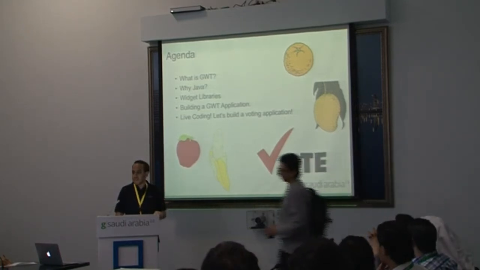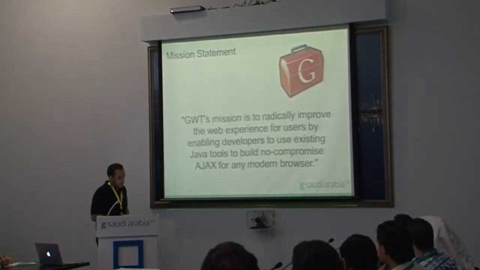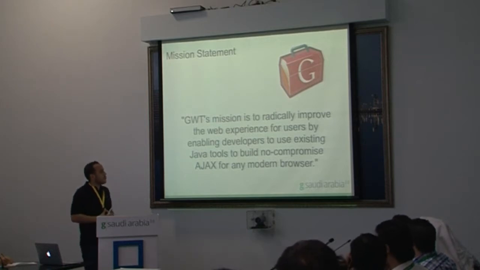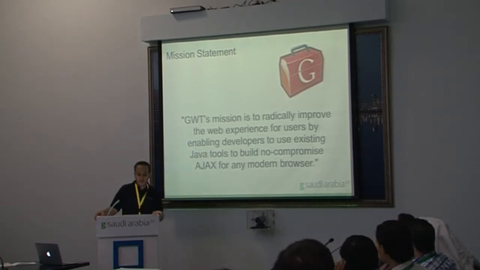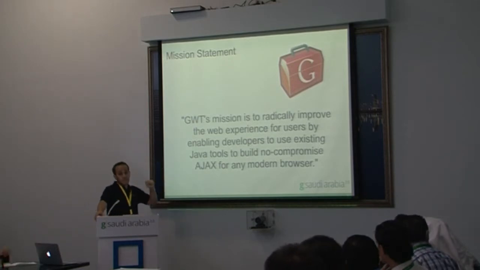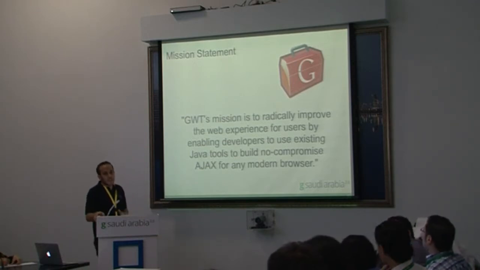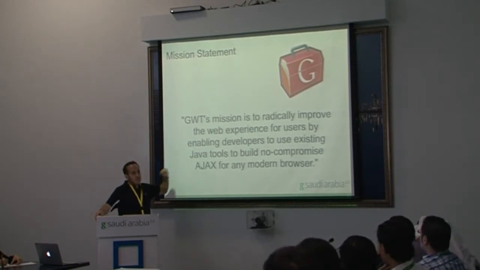Are you familiar with Eclipse? Okay, great. So this is GWT's mission statement. Let me just read it out. GWT's mission is to radically improve the web experience for users by enabling developers to use Java tools to build no-compromise AJAX for modern browsers. This is a big sentence, but the idea is the web experience is great. The applications that you build with Web Toolkit are amazing, beautiful. Many of the applications that Google builds itself are built with GWT. It's Java, and mostly everybody knows Java, and that's a big win.